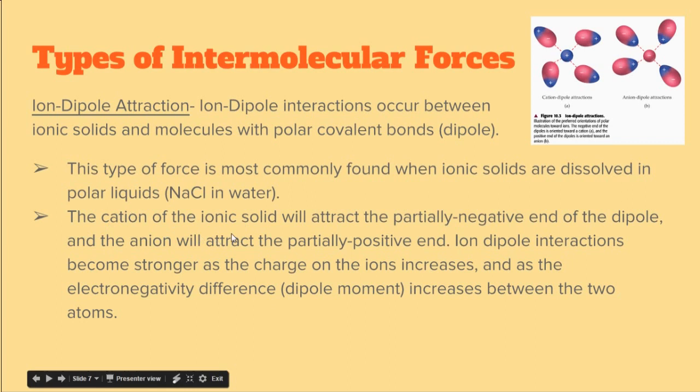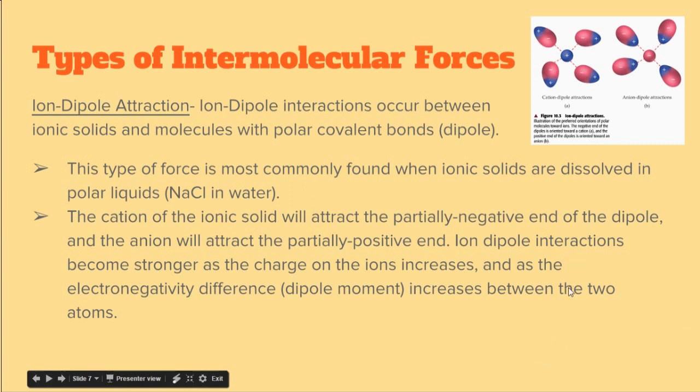So the cation of the ionic solid will attract the partially negative end of the dipole, and the anion of the solid will attract the partially positive end. So here you can see that this would be the partially positive end of the ion. This would be the partially negative end of the dipoles. The negative end of the anion, and the partially positive ends of the dipoles. So cation, partially negative, anion, partially positive.